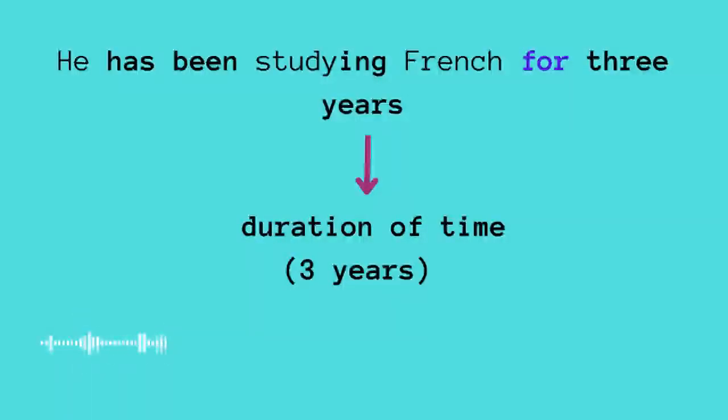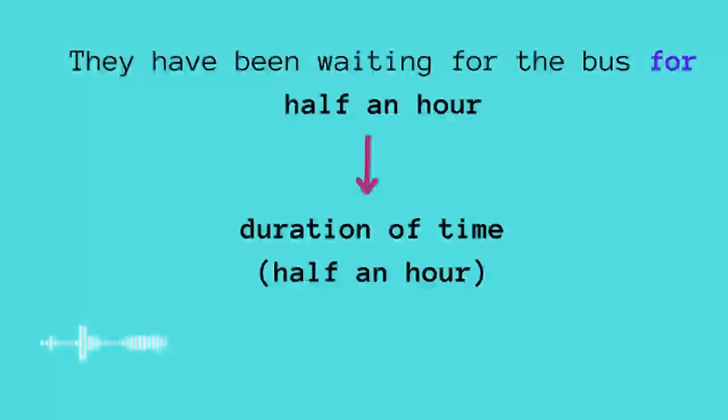Another example, they have been waiting for the bus for half an hour. So with the use of for, we are focusing on the duration of time, which is half an hour, 30 minutes. We only know that they have been waiting there for half an hour, and that is why we are using for.